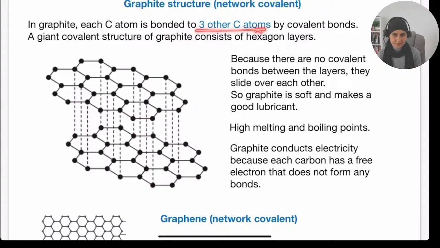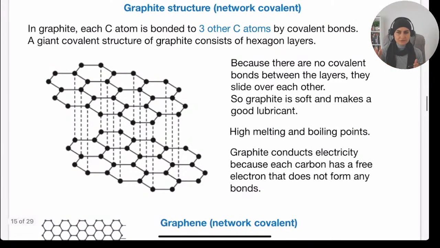Going back, remember each carbon atom forms three bonds with other carbons, and carbon has four valence electrons. So four in total, 3 out of 4 form covalent bonds. What happens to the last one? It is delocalized. So the fourth electron in every carbon atom gets delocalized. So we have mobile charged particles, delocalized electrons, which can conduct electricity.